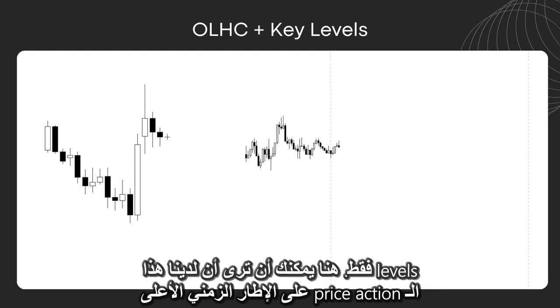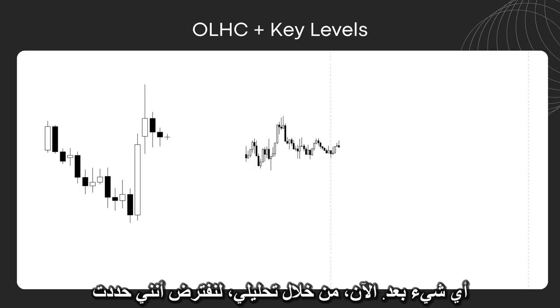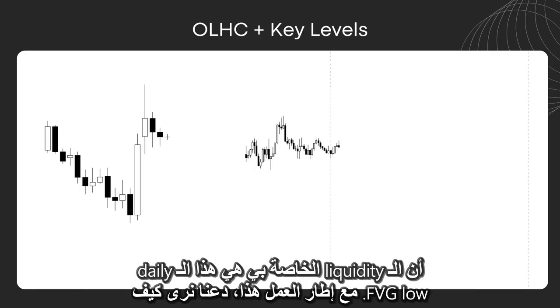So right here you can see that we've got this higher time frame price action, and you can see price opened right here. Until now it hasn't done anything yet, right? Now through my analysis, let's say I've determined that my run liquidity is this daily FVG's low.